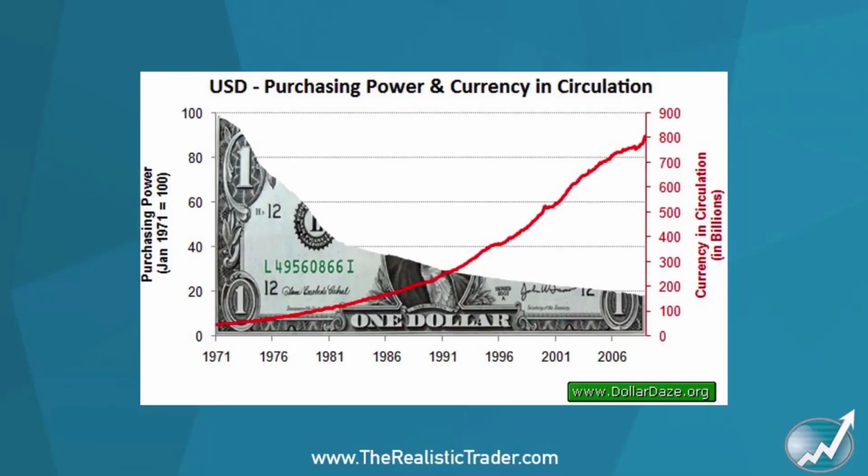So why is this? Looking at this next chart, you can see that there's a direct inverse correlation between the purchasing power, or the value, of a currency and the amount that the government prints. So the more you print, the weaker and more diluted your currency becomes.